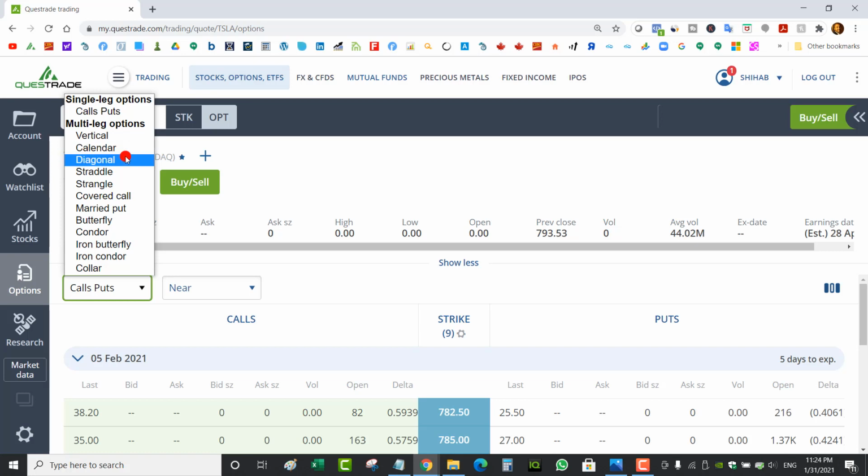Same thing for diagonal. It could be a long diagonal, like a poor man's covered call, or it could be a short diagonal. If you enter the trade with a net debit, then your cash line gets impacted. If you enter the trade with a net credit, then your cash line goes up. A straddle, same thing. You could have a long straddle, you could have a short straddle.